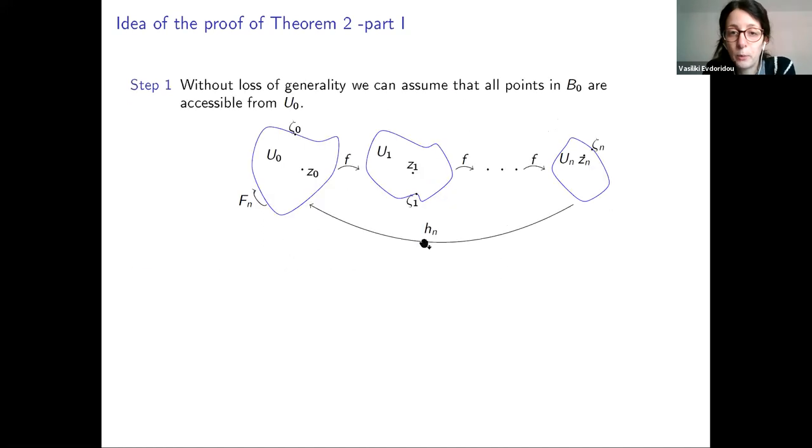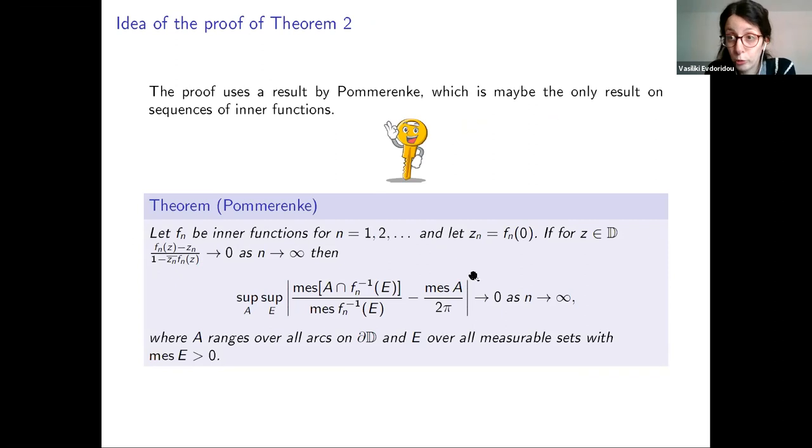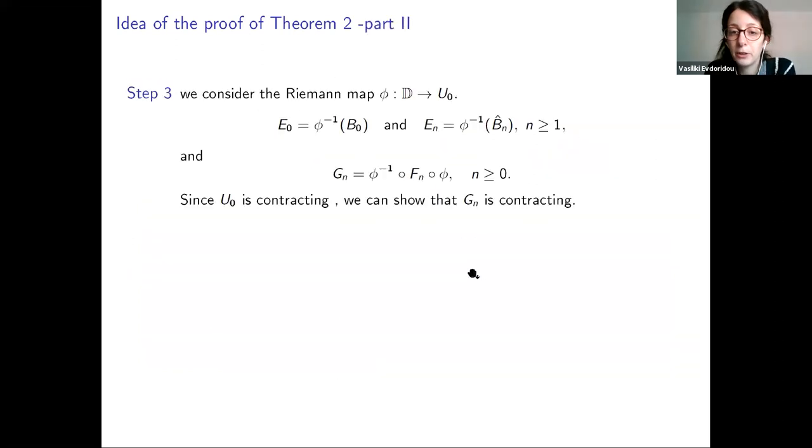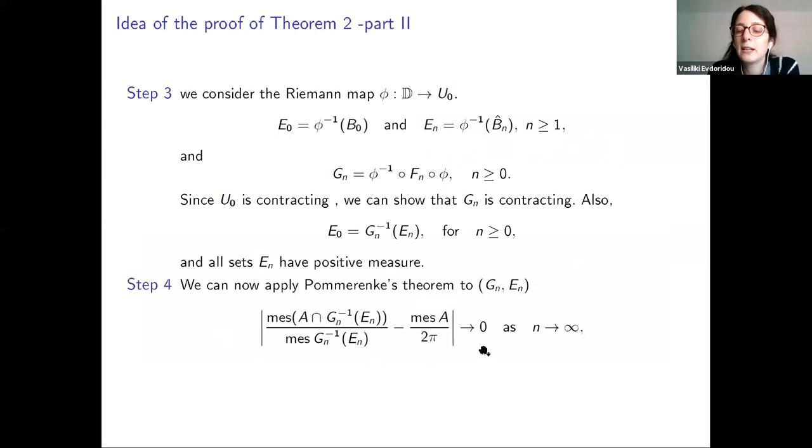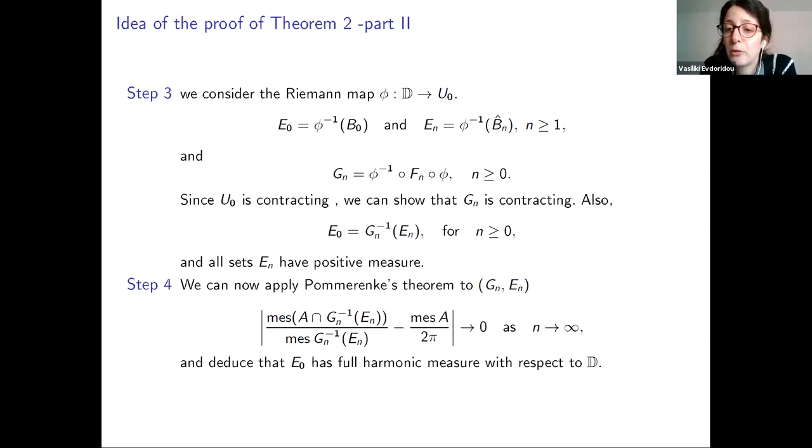So now let us pause here for a second, and we go back, and we are going to apply this theorem to the pair Gn and En, and we will deduce that this quantity tends to zero. Now, if you remember what I said earlier, in the case that Gn minus one of En is equal to a set B for all n, which is our case here, because Gn minus one of En is equal to E naught for all n, this can be used to give us that E naught has either measure zero or measure two pi. Since it cannot have measure zero, it has measure two pi. And so we can deduce that E naught has full harmonic measure with respect to D, which we can then transfer back to B naught, which will then have full harmonic measure with respect to U naught.